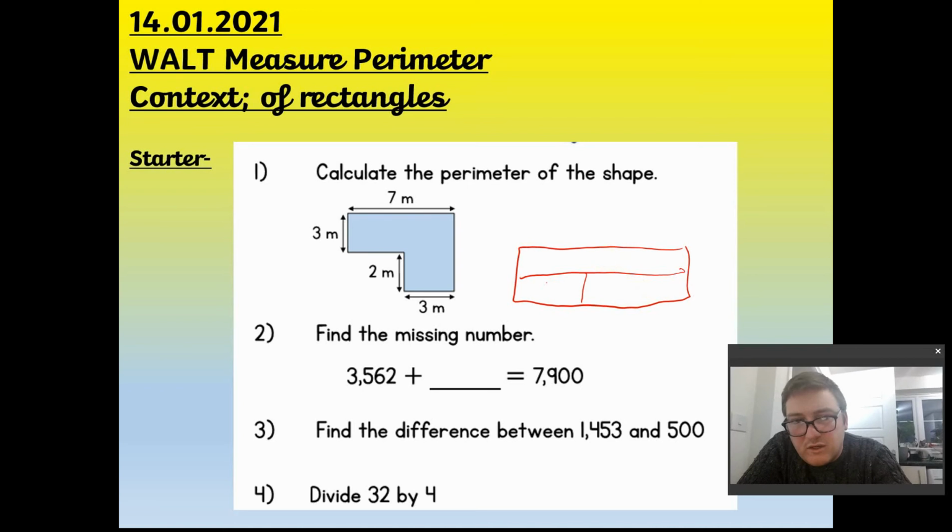So this time, with our large number, we've got the answer, 7,900. We've got a part of the answer, 3,562. What is our missing amount, this piece in here? What operation do we need to do? We've got the whole piece, we've got a portion. What can we do to work out this piece here?